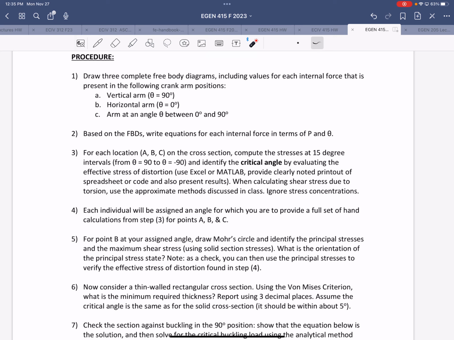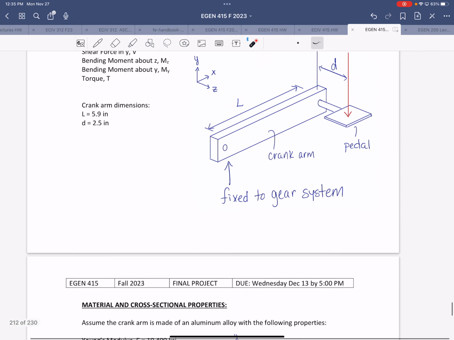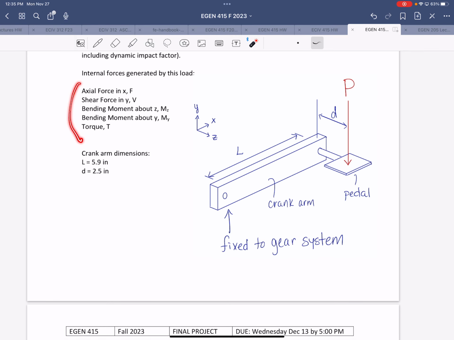So first, I want you to draw 3 complete free body diagrams, one for each of these 3 positions, right? And include in those free body diagrams values for each internal force that applies, right? So not all of those internal forces noted here are going to be present in all 3 of these positions, right? So some positions will have certain things but not others, and so on.